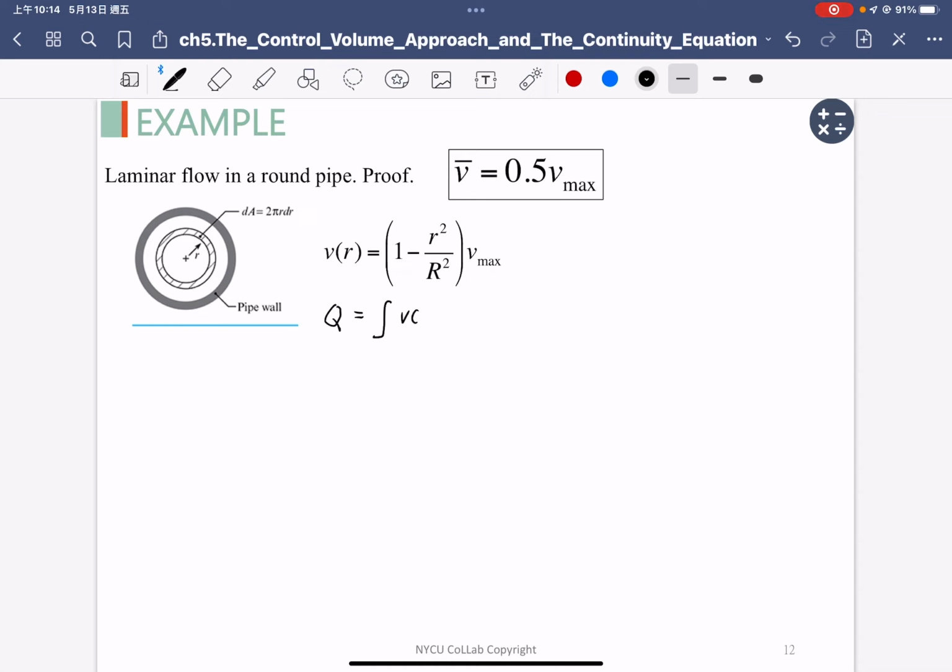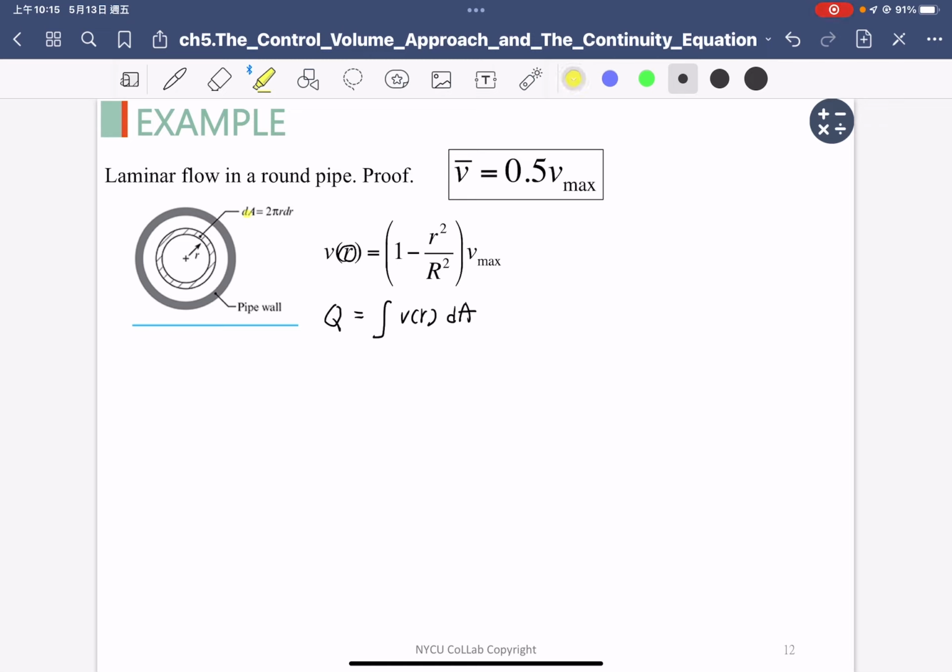Right now we know that the velocity function is dependent on the radius r. So there is the V(r), and multiply the cross-section area. In that case, we assume the flow direction is parallel to the normal vector of the cross-section area. So we don't use the dot product here. We directly multiply the two parameters together and do the integration.